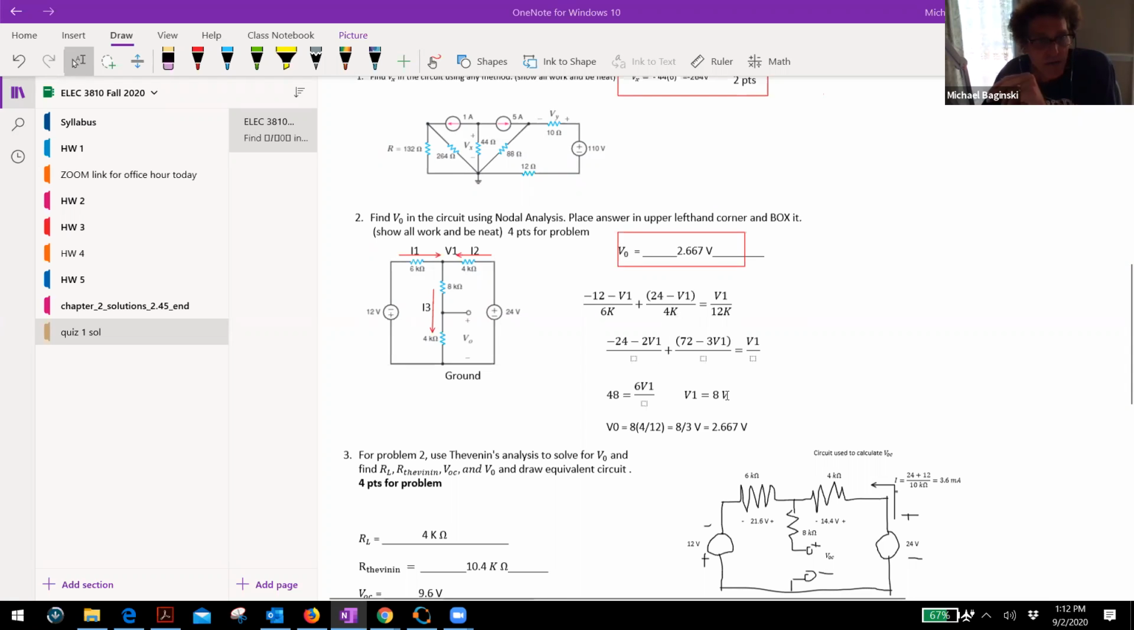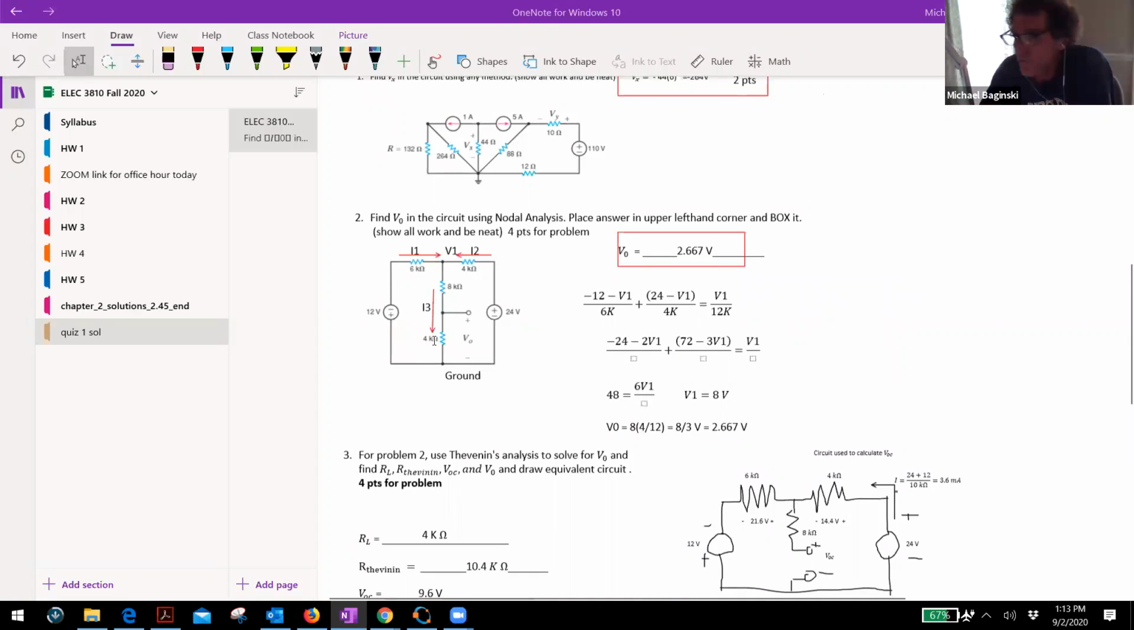So it comes down to V1 is 8 volts. And here I'm using voltage division again. You don't have to. If you want to write some equation, go ahead and do it. But to me, it's simple voltage division. V1 here times 4K, divided by 12K would be V0, or 2.667 volts. If you wanted to take V1 divided by 12K and get the current, then multiply by 4K, it's completely acceptable.